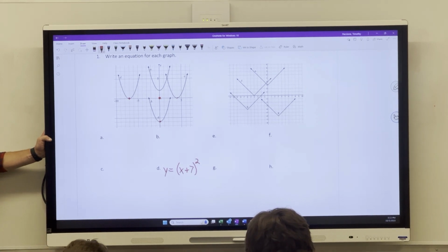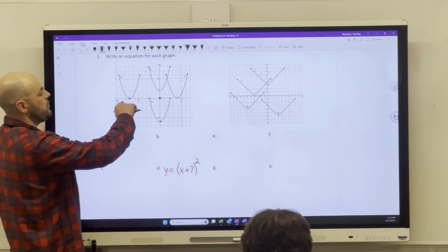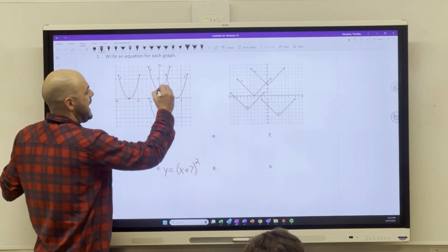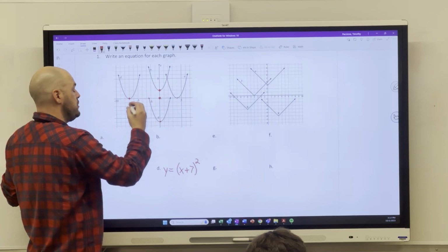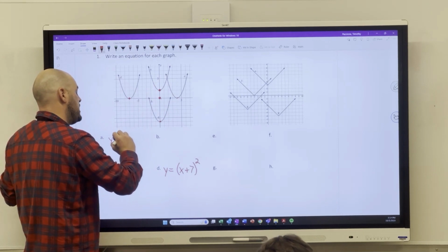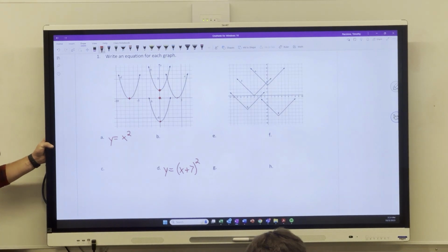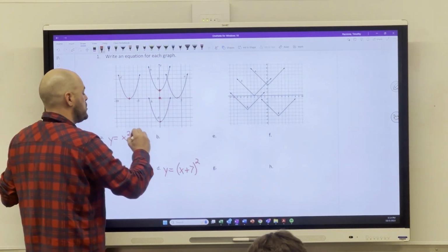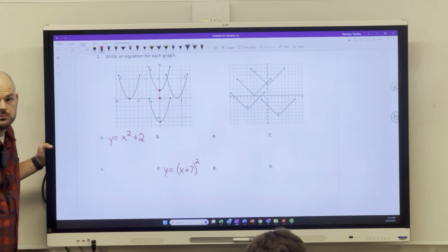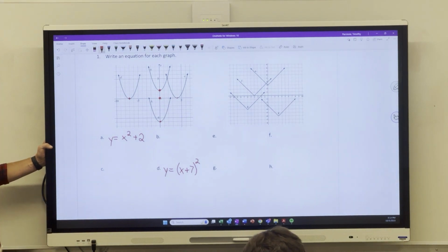All right. Say that again. So for instance, look at A, it moved up 2, so there's nothing changing on the inside, so it just stays x squared, right? And then it goes up 2, so I would go plus 2, because it's going up 2, okay? All right, good luck.